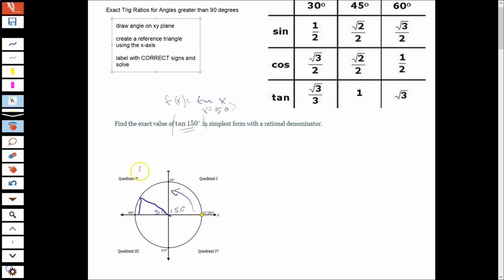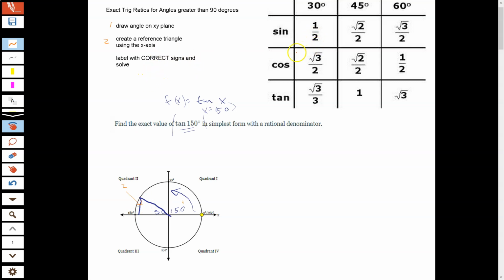So I'm going to give you the steps. Okay, so here are the steps. We've already done the first two. So draw an angle on the XY plane. That was this, right? Step one is we just figured out how far we're rotating. Step two, create that reference triangle. That was this, right? So we dropped that line down to make a triangle. Now we're going to label our sides with the correct signs and solve.